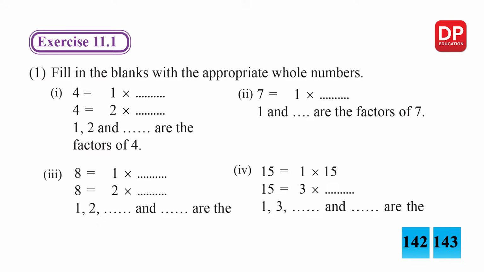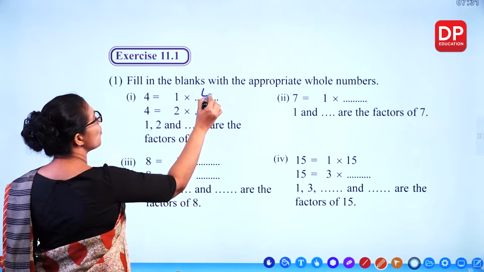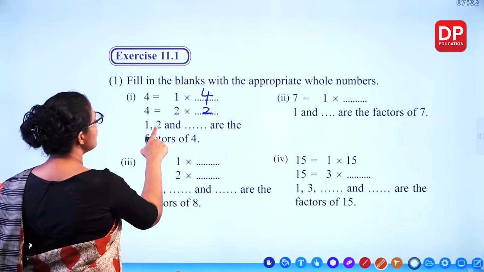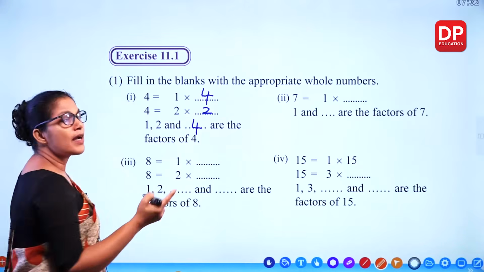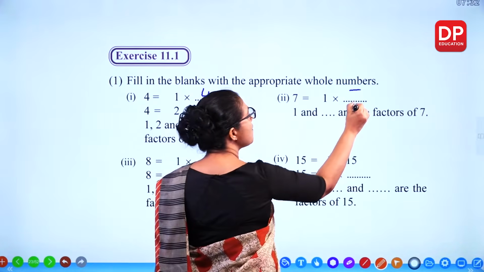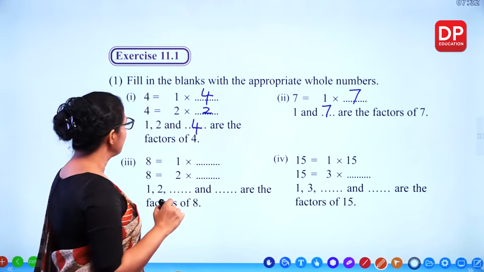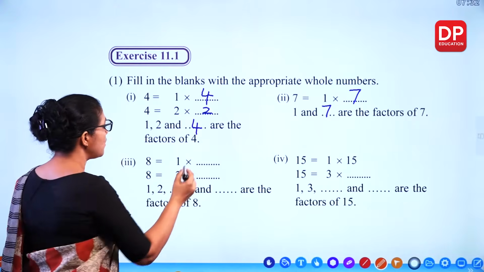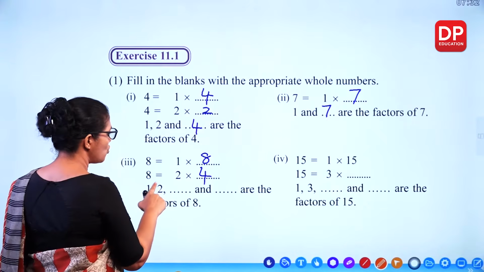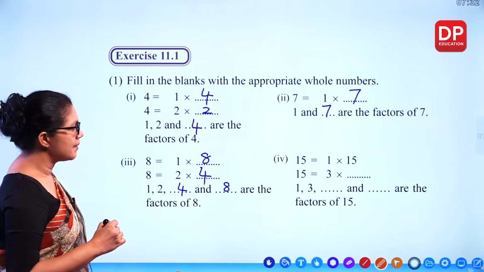Exercise 11.1. Fill in the blanks with the appropriate whole numbers. 4 I can write 1 times 4. What about 2 times 2? So 1, 2 and 4 are the factors of 4. Look at 7. 7 I can write 1 times 7. So what are the factors? 1 and 7. This one, 8 I can write 1 times 8, 2 times 4. So what are the factors? 1, 2, 4 and 8 are the factors of 8.